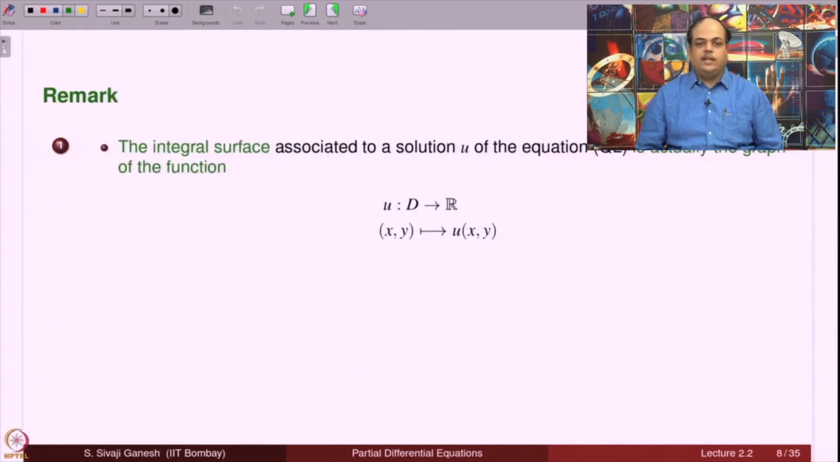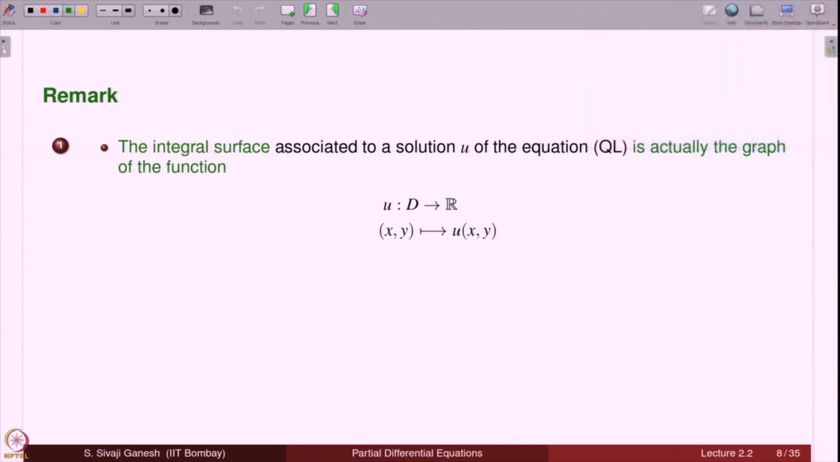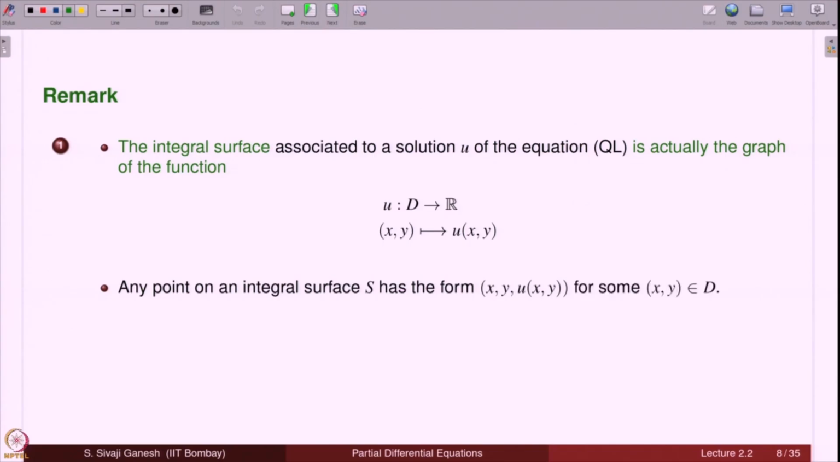The integral surface associated to a solution of the quasi-linear equation is actually the graph of the function. We are saying the set of all x y z such that z equal to u x y just means the third coordinate is a function of the first two coordinates, which means it is a graph of a function u, and any point on the integral surface looks like x y u x y for some x y in D.